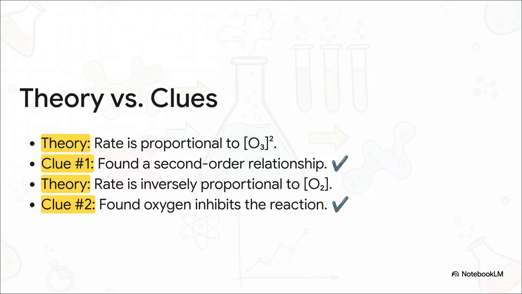Let's run the comparison. See how our theory puts ozone squared up top in the numerator? That predicts the rate should get faster with the square of the ozone. And what did clue number 1 tell us? Exactly that. Check. Now look at oxygen. It's down in the denominator. That predicts that as oxygen goes up, the overall rate should go down. And what did our crazy clue number 2 show us? That oxygen gets in the way? It's another perfect match. Bingo!